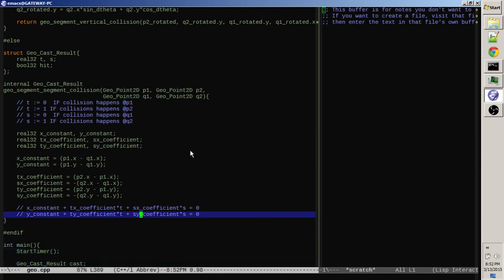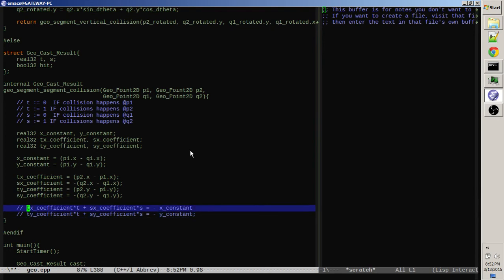Alright, and then what we want to do is start solving for variables. So the way we do that is we can solve for t. That means we're going to subtract these back over to the other side. So negative x constant, negative y constant. Now to solve for t, I do that because that's the way I'm used to looking at it once I get it down to this form.